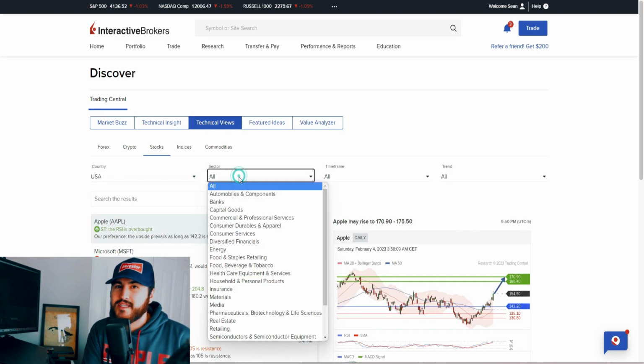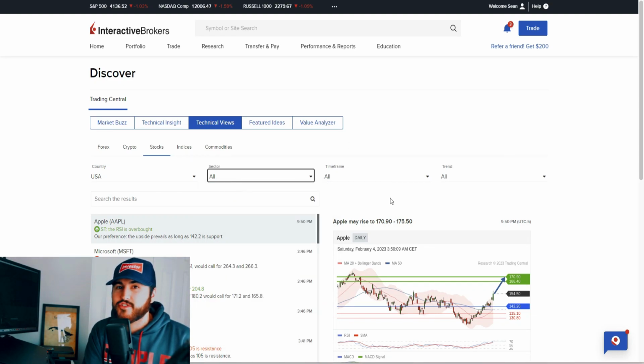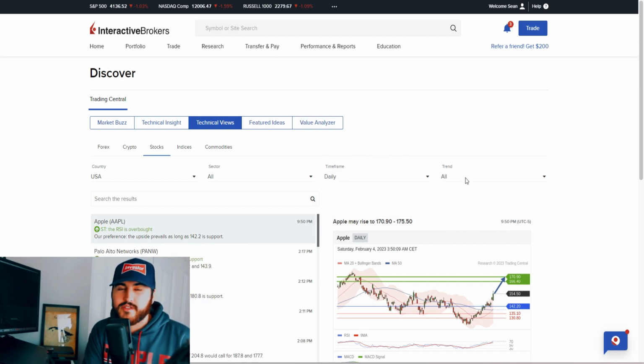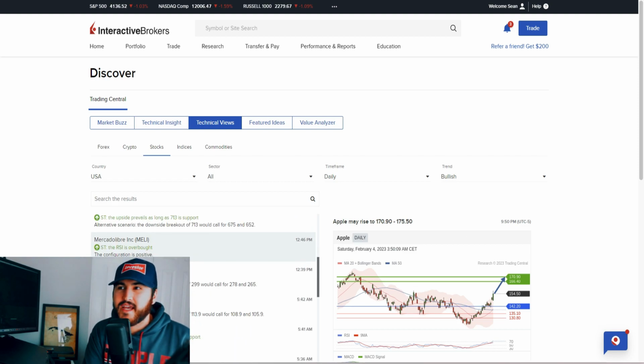The time frame is important because if you're day trading, you're going to look for the intraday. And if you're swing trading, you're going to look at the daily or weekly. We're going to look at the daily right now, and then we'll show you what the intraday looks like. And then the sentiment or trend is bearish or bullish, depending on what type of trade you want to get into. And here's a couple examples of a daily bullish US listed stock technical view.